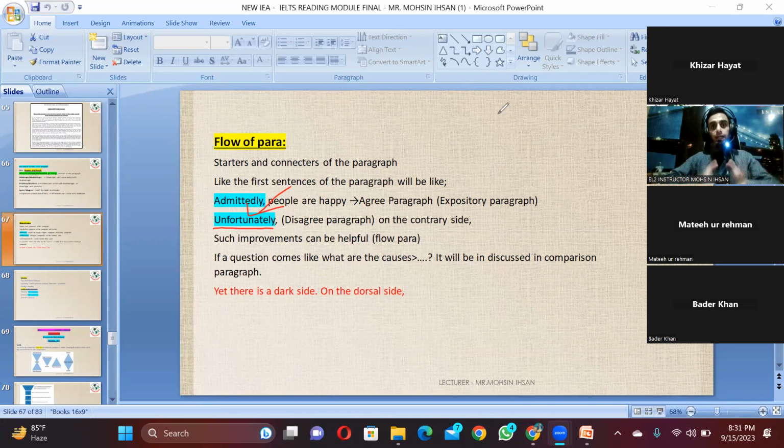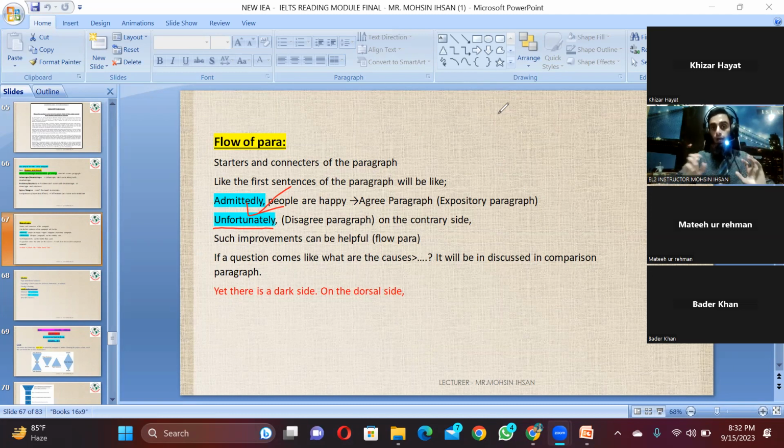And when you state negative ideas, you start with this kind of word: "unfortunately," "regrettably," "on the darker side," "on the contrary," "on the other side," right? If sentences are starting with these kinds of phrases or words, your paragraph is going to convey a negative idea.